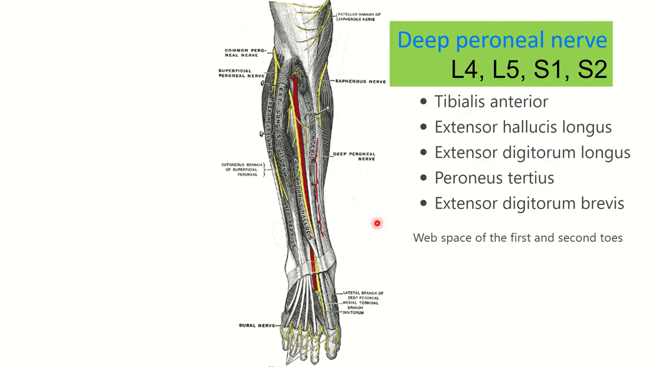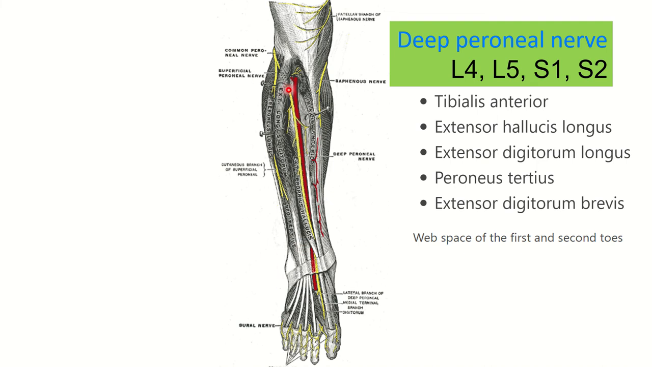So we can see here, this is the leg. We know that the leg has a total of four compartments: anterior compartment, lateral compartment, and posterior compartment. Posterior compartment has two parts. One is superficial and the second one is deep. So the leg has a total of four compartments. This is the anterior compartment and lateral compartment.